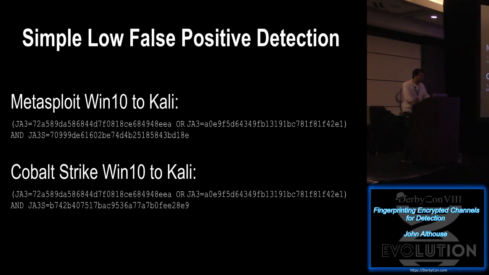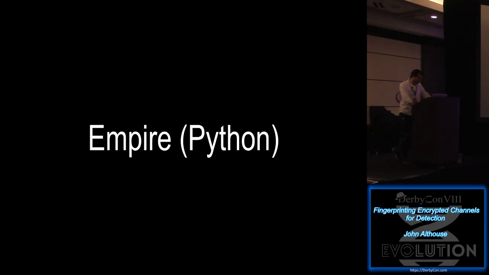You could do the JA3 of direct to an IP, and then the JA3 where it's going to a domain, because those will produce 2 different fingerprints. And the JA3S equals, in this instance, the Kali server, this latest version of Kali.